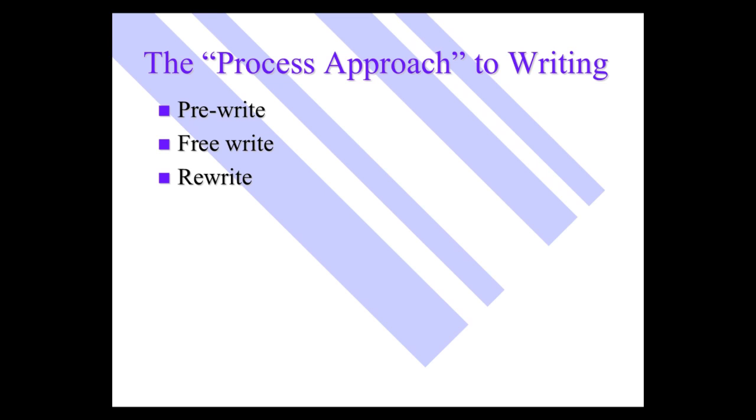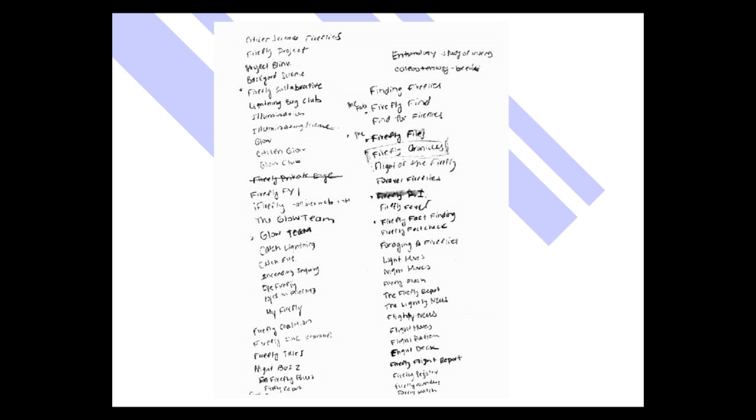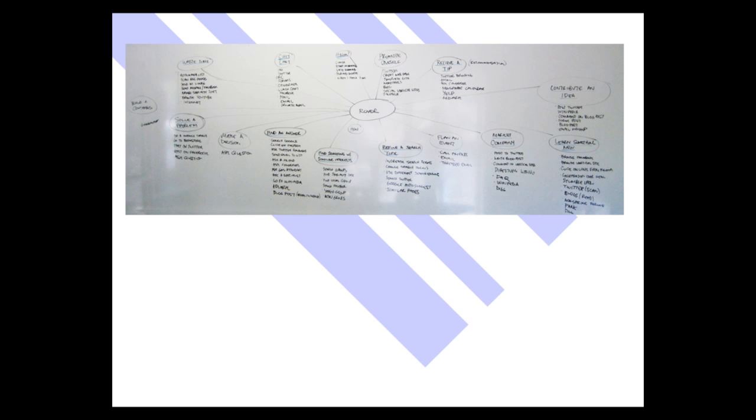So let's talk about pre-writing, and what you want to do is brainstorm your message points. And you know how to brainstorm. Take out a sheet of paper and just come up with a laundry list of everything that might go into your document. Later on, you might want to fine-tune your brainstorm and possibly organize it. Or you can organize it on the fly.